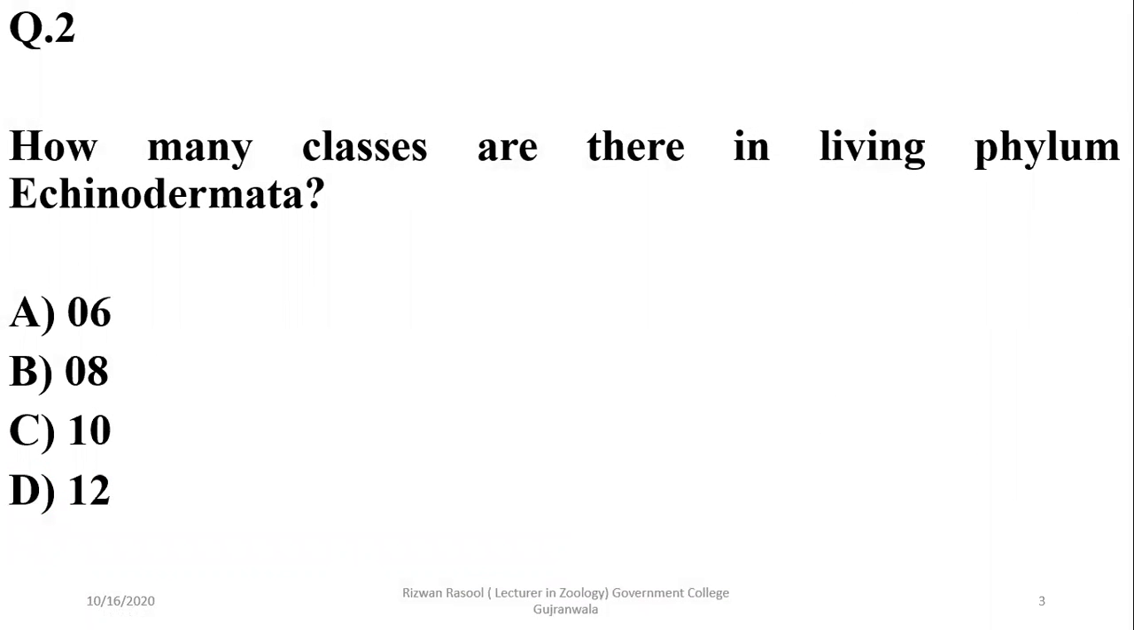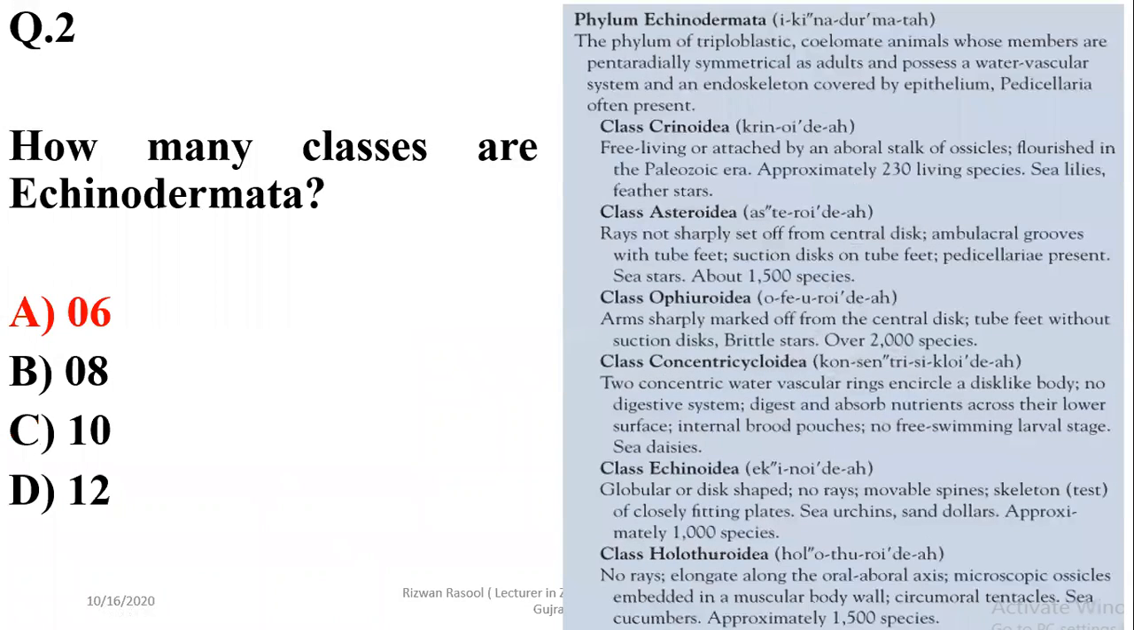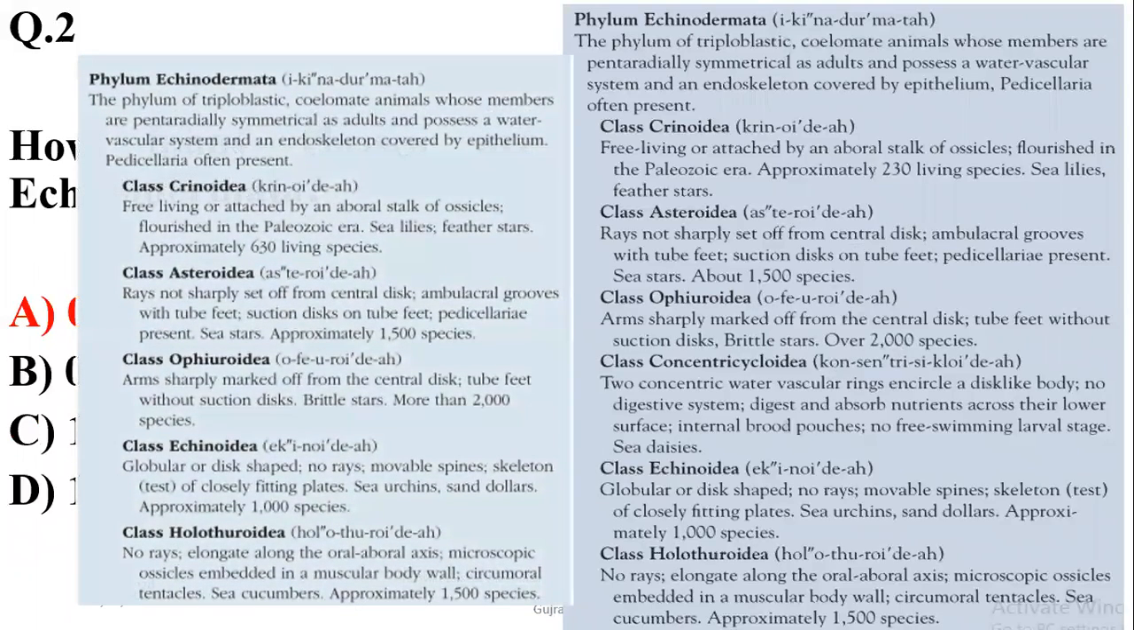How many classes are there in living phylum Echinodermata, or having living classes? There are actually six according to the previous editions of Miller and Harley Zoology, which information is to be followed. But later editions of Miller and Harley Zoology do not include class Concentricycloidea as a separate class. The members of this class have been merged into Asteroidea. So that's why in the later editions, there are five classes actually.